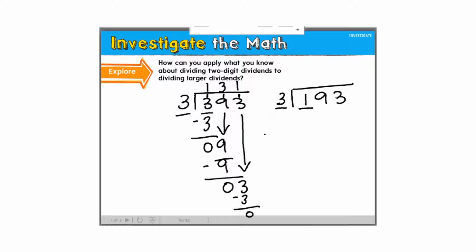If I were trying to divide, you don't have to write this part, I just want you to watch. If I were dividing 3 into 1 and it didn't fit, I would put a 0 up here, and then I would divide 3 into 19, which would go 6 times, and that would equal 18. Then I subtract, and I bring down the 3. 3 goes into 13 4 times. 4 times 3 is 12, and then I get a remainder of 1. Notice that I still have 1 digit above every number.